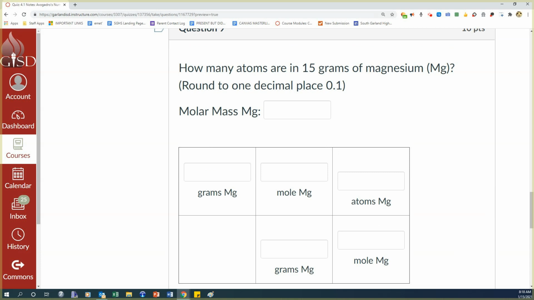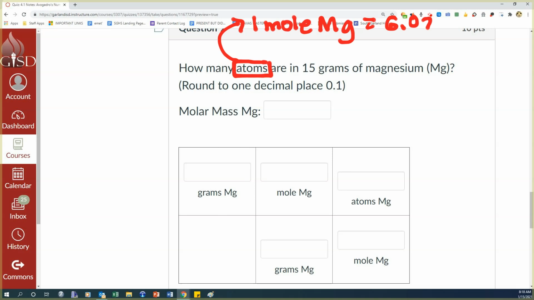If you look closely, guys, there are two keywords here. Let's go for the first keyword. You should see the word atoms. As soon as you see the word atoms, what you should calculate is your 1 mole. In our case, 1 mole of Mg is equal to 6.022 times 10 to the 23rd atoms of Mg. If you see the word atoms, you should know that that's your conversion factor.